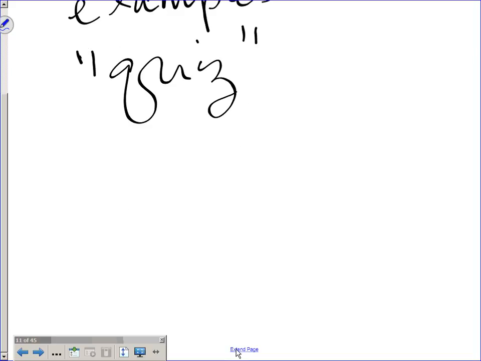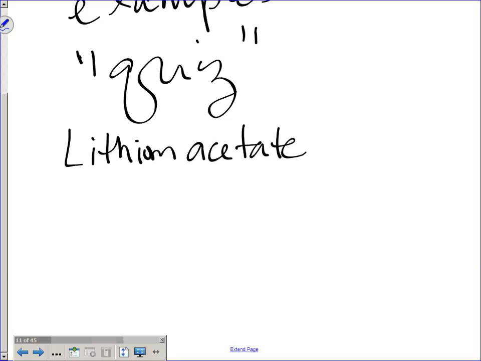I did lithium acetate. Okay, so I'm spelling that out, and they're going to tell us the formula? Yeah. Okay, so guys, lithium, don't look at your polyatomics. Lithium acetate. Take 30 seconds. Give me a second.